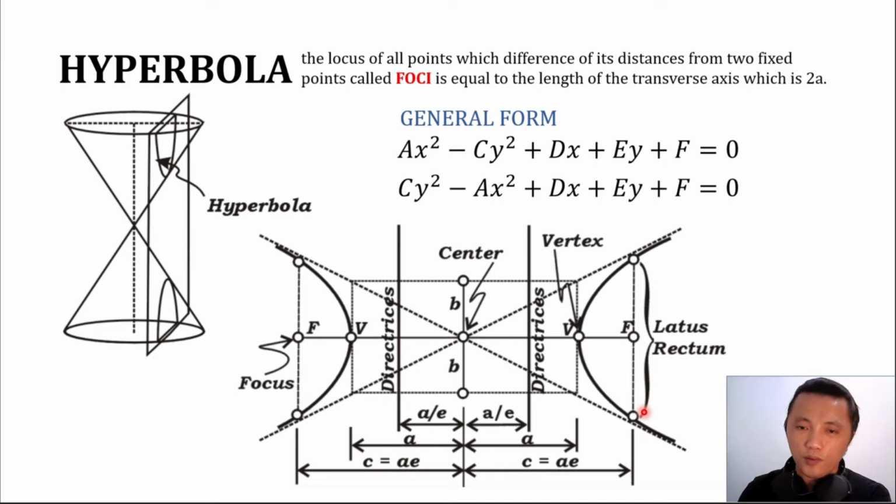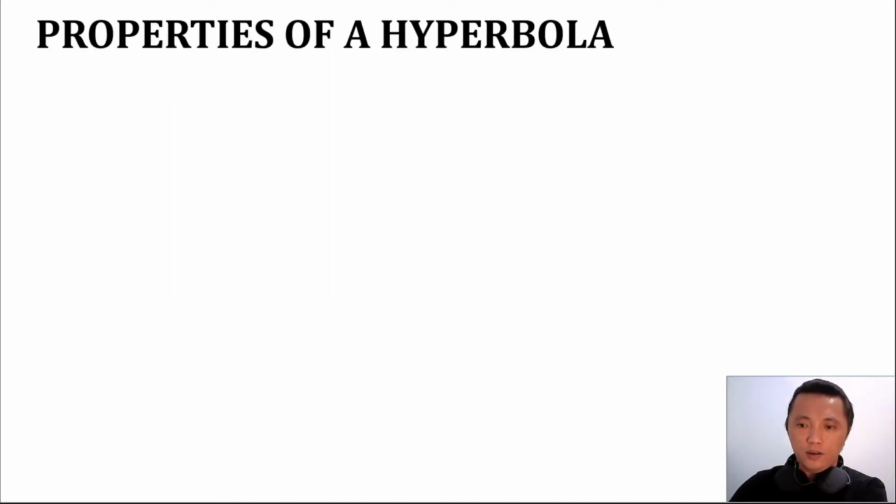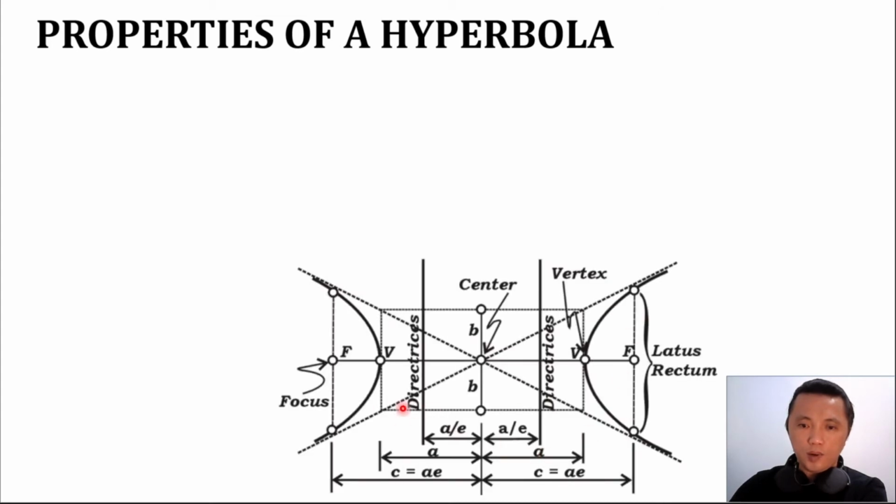The general form of a hyperbola is given by ax squared minus cy squared plus dx plus ey plus f equals 0, or cy squared minus ax squared plus dx plus ey plus f equals 0. So you have a negative value of c or a negative value of a. Now to the properties of the hyperbola. This is your hyperbola. This is the focus, the directrices, the vertex, center, the latus rectum. This is your major axis. This is your minor axis.